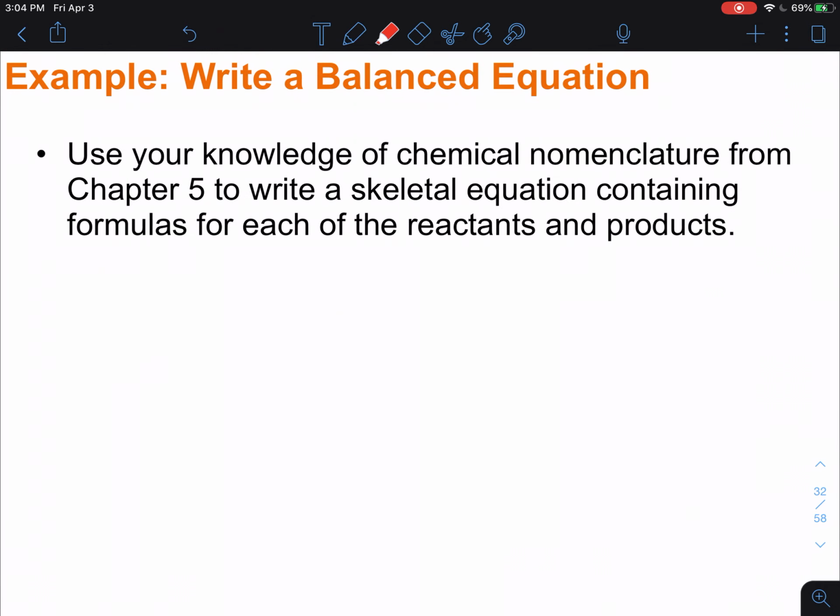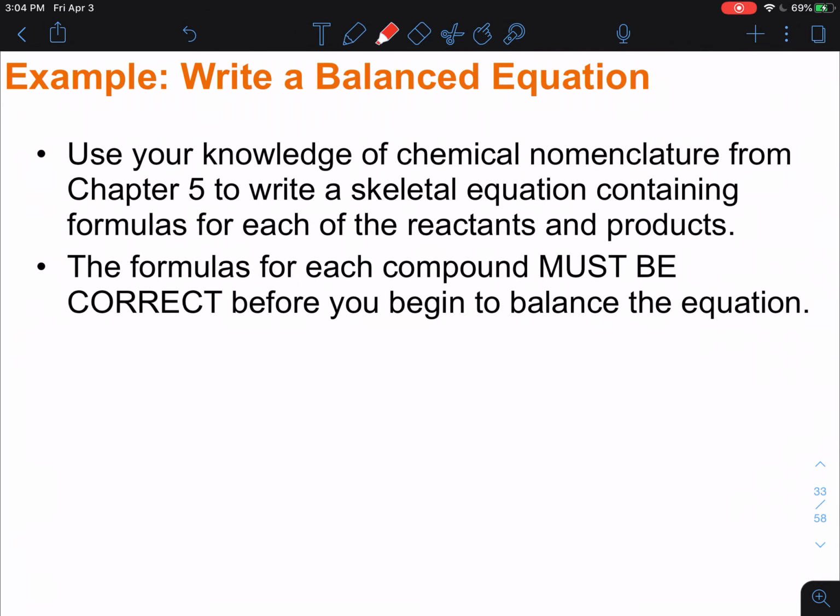Again, I just want to make this point very clear. You're going to use your knowledge of the chemical nomenclature from Chapter 5 to write these skeleton equations, all right? And it's also really important for you to understand that the formulas of each compound must be correct in order for you to even go forward with balancing, okay?